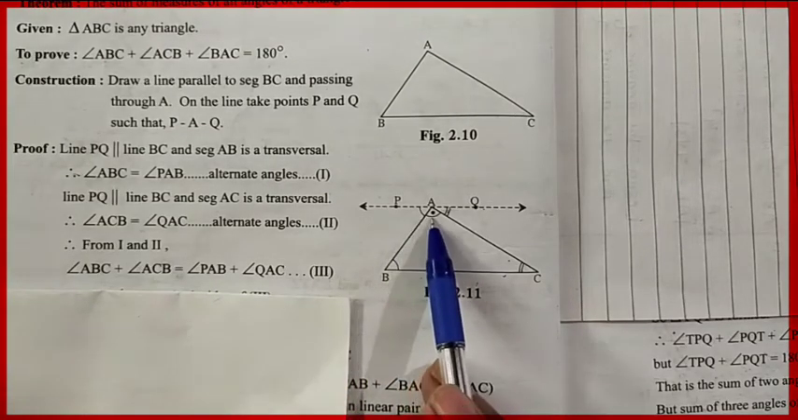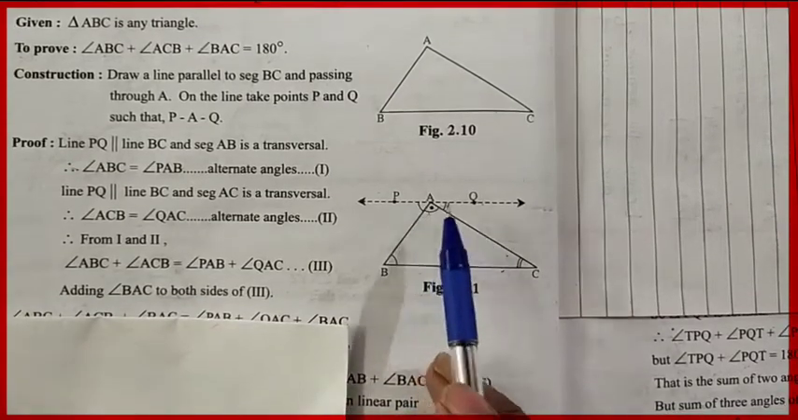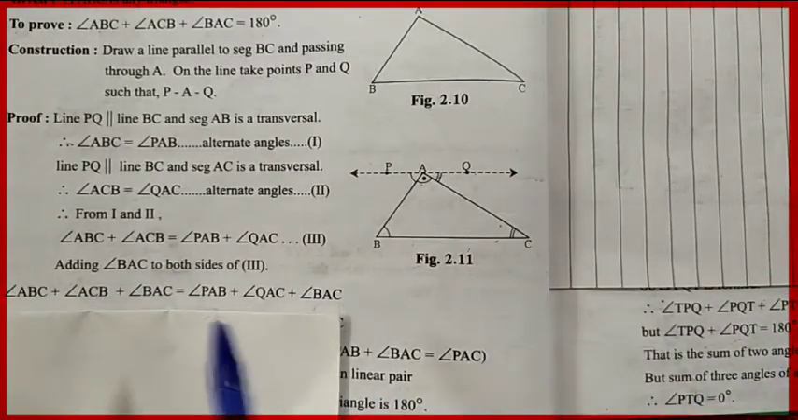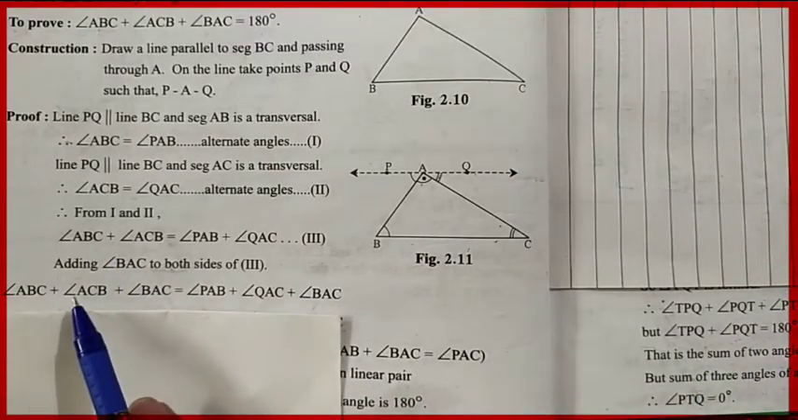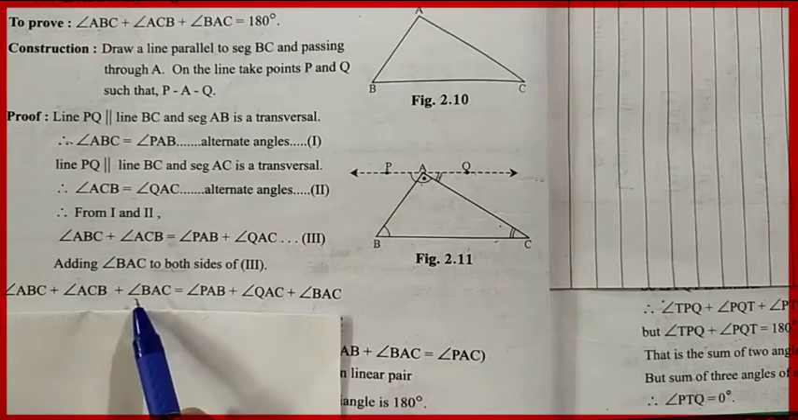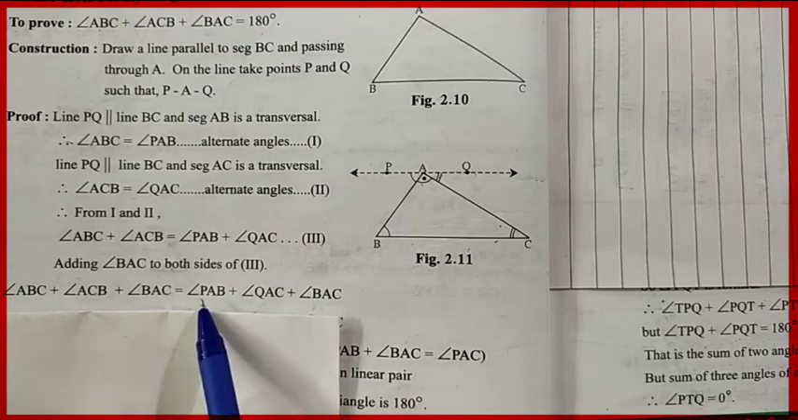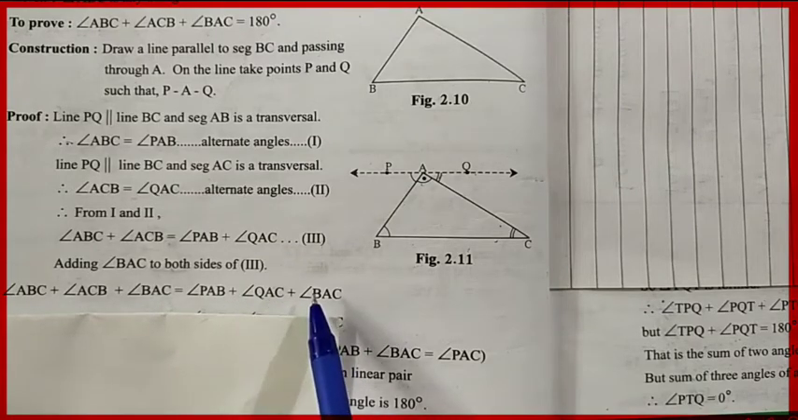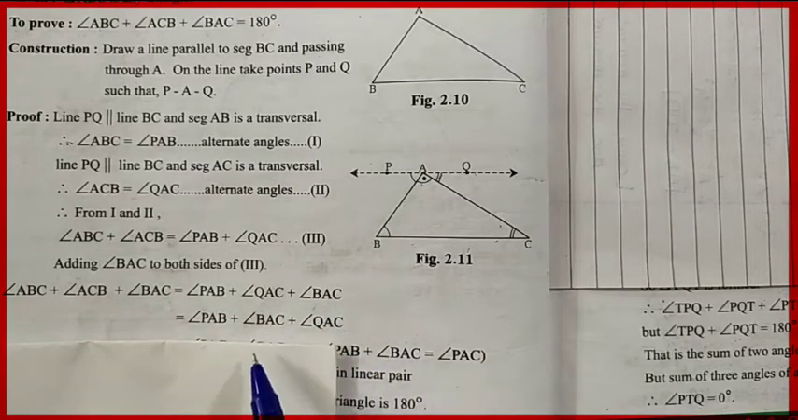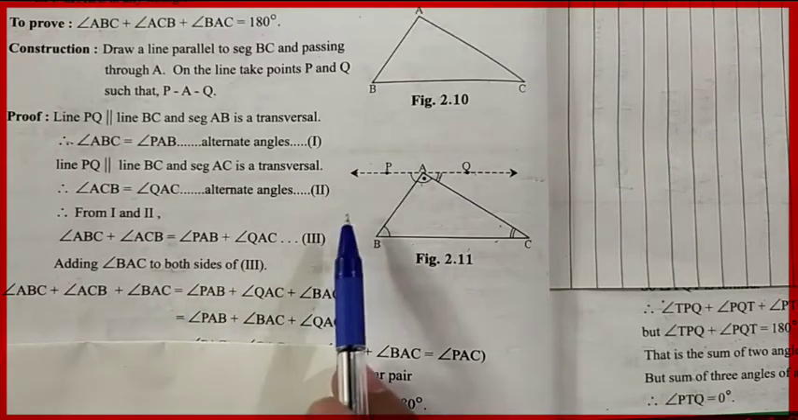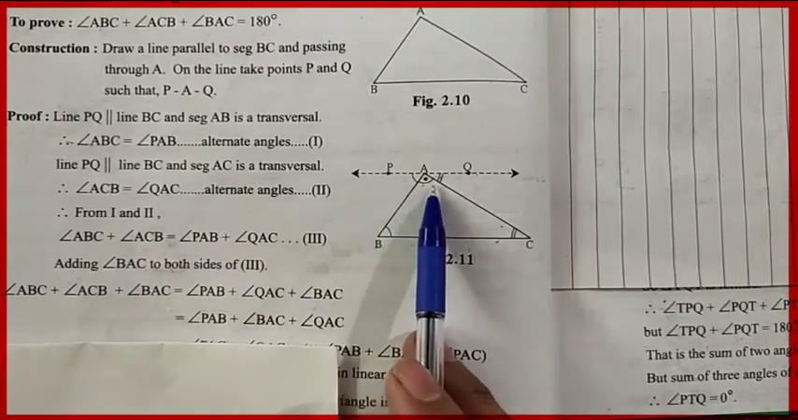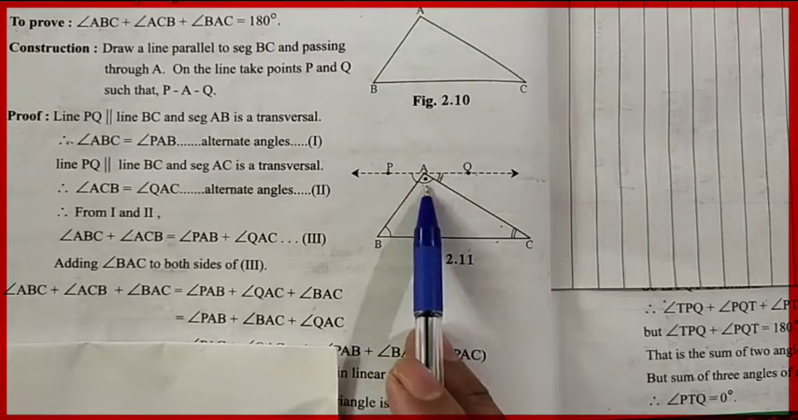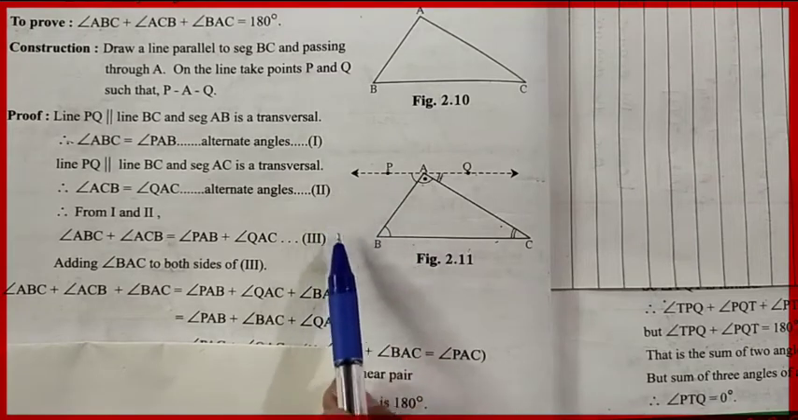And angle A is common on both parts. Therefore we can say angle ABC plus angle ACB plus angle BAC equals angle PAB plus angle QAC plus angle BAC. Okay, so this angle plus this angle plus this angle equals this angle plus this angle plus this angle, by equations 1, 2 and 3.